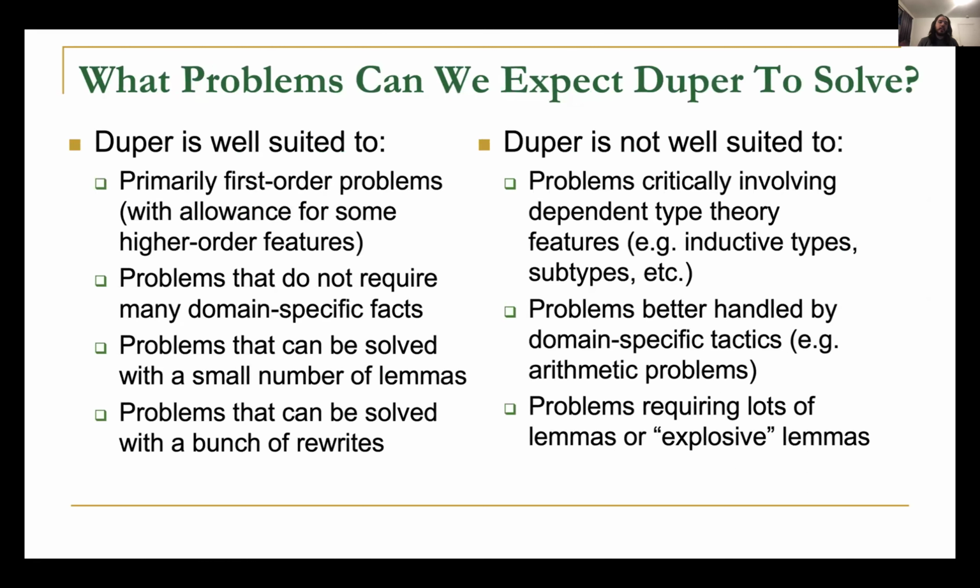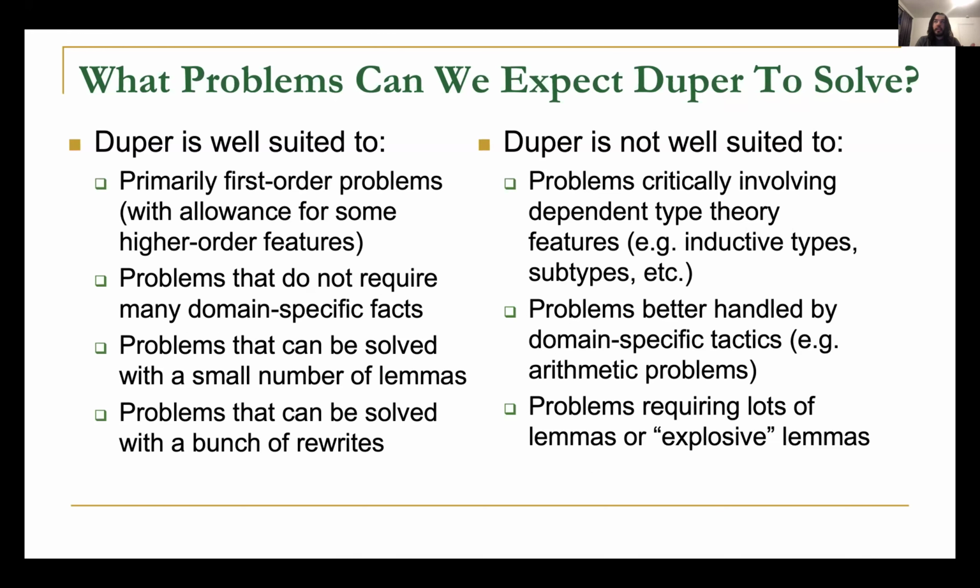So to kind of close things off, what problems can we, broadly speaking, expect Duper to solve? As I mentioned before, Duper is well suited to primarily first order problems with some allowance for higher order features. Duper won't do as well on problems that critically involve dependent type theory, or features such as inductive types or subtypes. Duper does better on problems that don't require many domain-specific facts. For things like arithmetic problems, those might be better handled by domain-specific tactics.